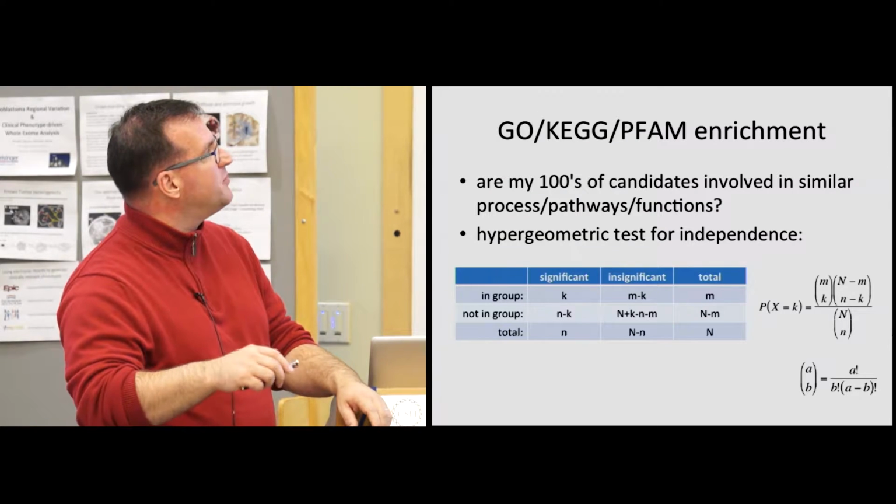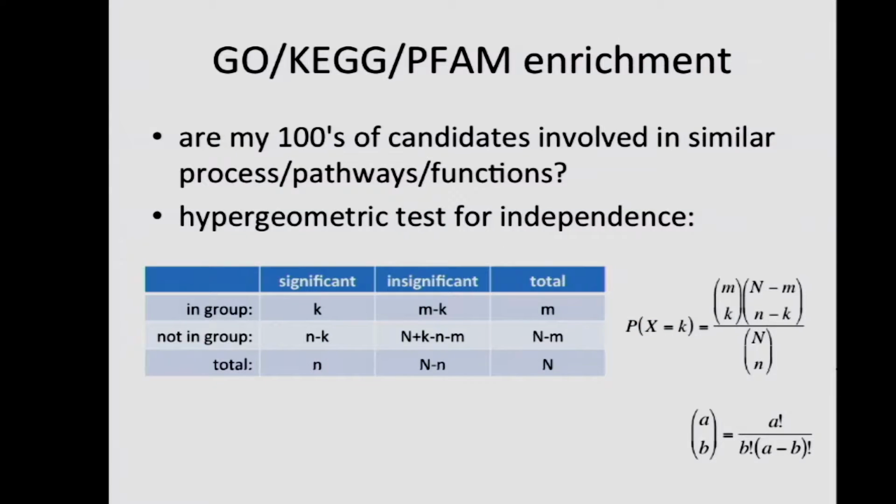So here's that same table again. And again, you're asking, are my hundreds of candidates involved in some similar process, pathway, or function? And this is what we do, the hypergeometric test. You will not have to do this on the midterm exam, I promise you. But the tools that you use are going to be doing this. And again, we're just looking at whether the ratio of significant to insignificant in the group is really any more than the ratio of significance outside of the group. Do we see enrichment here?